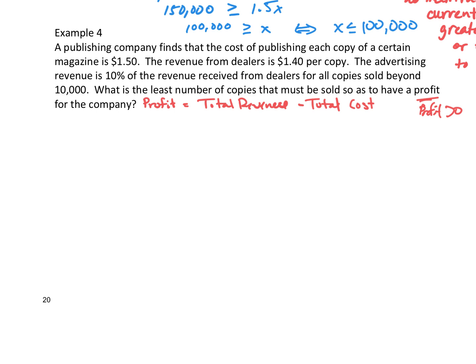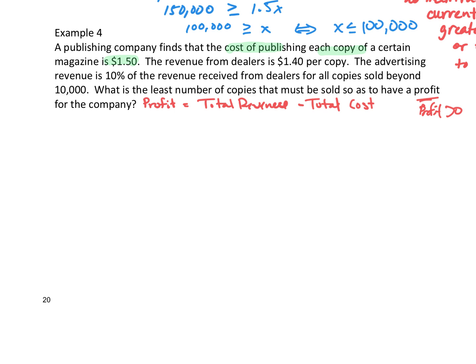A publishing company finds that the cost of publishing each of certain magazines is $1.50. I'm just going to use a different color for each thing. So the cost is $1.50, and we're going to highlight this in green. This is cost. This goes with total cost. Total cost of each copy is $1.50.